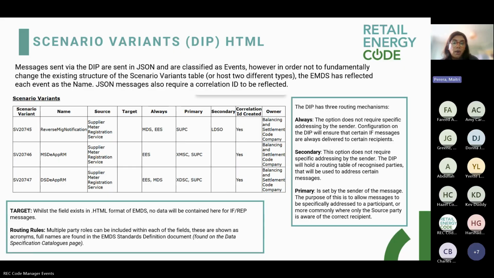Finally, to note that while the target fields exist in HTML format, additional data will be included for IF and REP messages. Routing rules can include multiple party roles, shown as acronyms here, with full names available in the EMDS standard definition document.